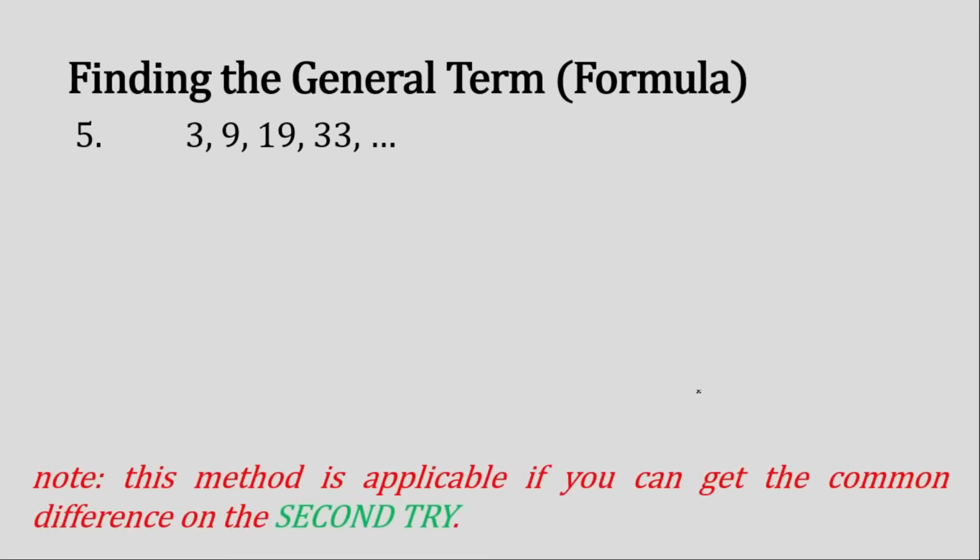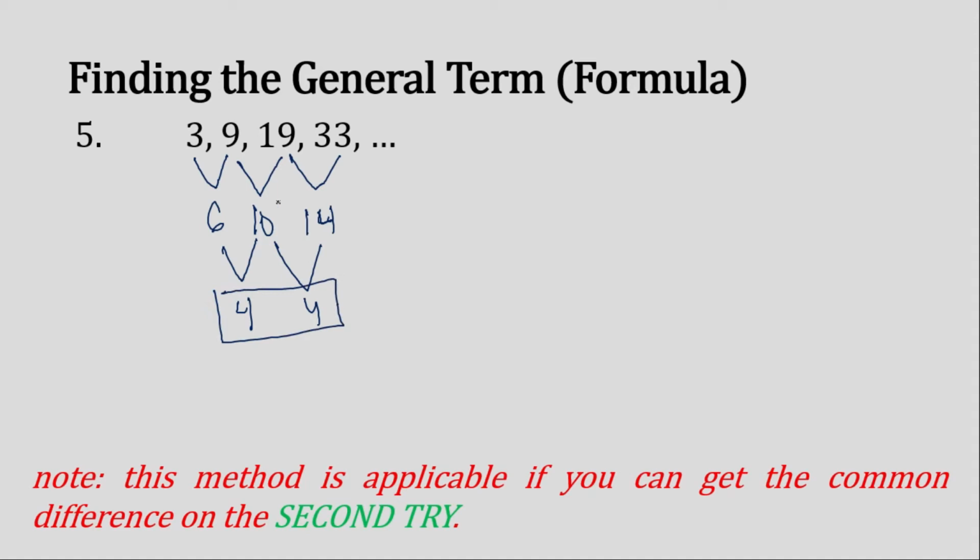Now let's see if we can get the common difference on the first try. 9 minus 3 is 6. 19 minus 9 is 10. And 33 minus 19 is 14. So we didn't get a common difference on the first try. Let's try the second try. 10 minus 6 is 4. 14 minus 10 is 4. On the second try, we get a common difference. So what are we going to do with this common difference? We need to divide it by 2. 4 divided by 2 equals 2.